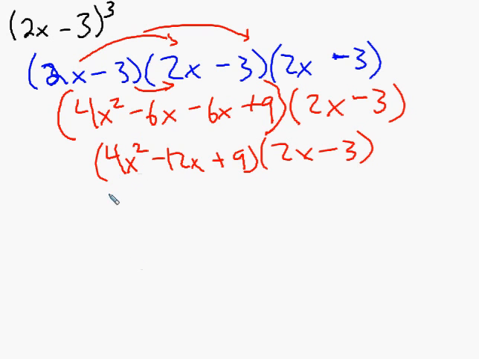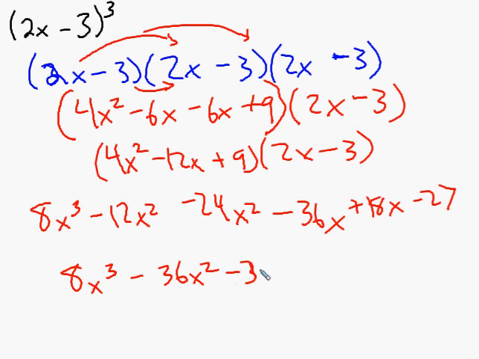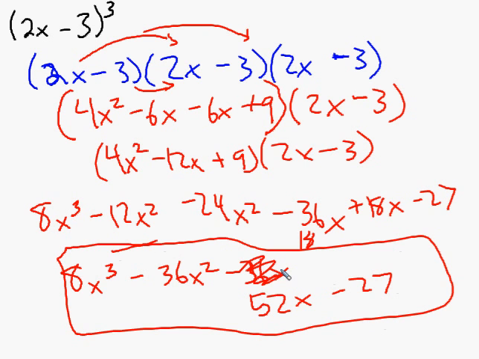This times both of those, so I get 8x cubed minus 12x squared. This times both of those, so minus 24x squared minus 36x. And then this times both of those. We could combine those, so let's go ahead and do that right now. 52x minus 27. Hopefully I didn't make a mistake in all that adding in my head.